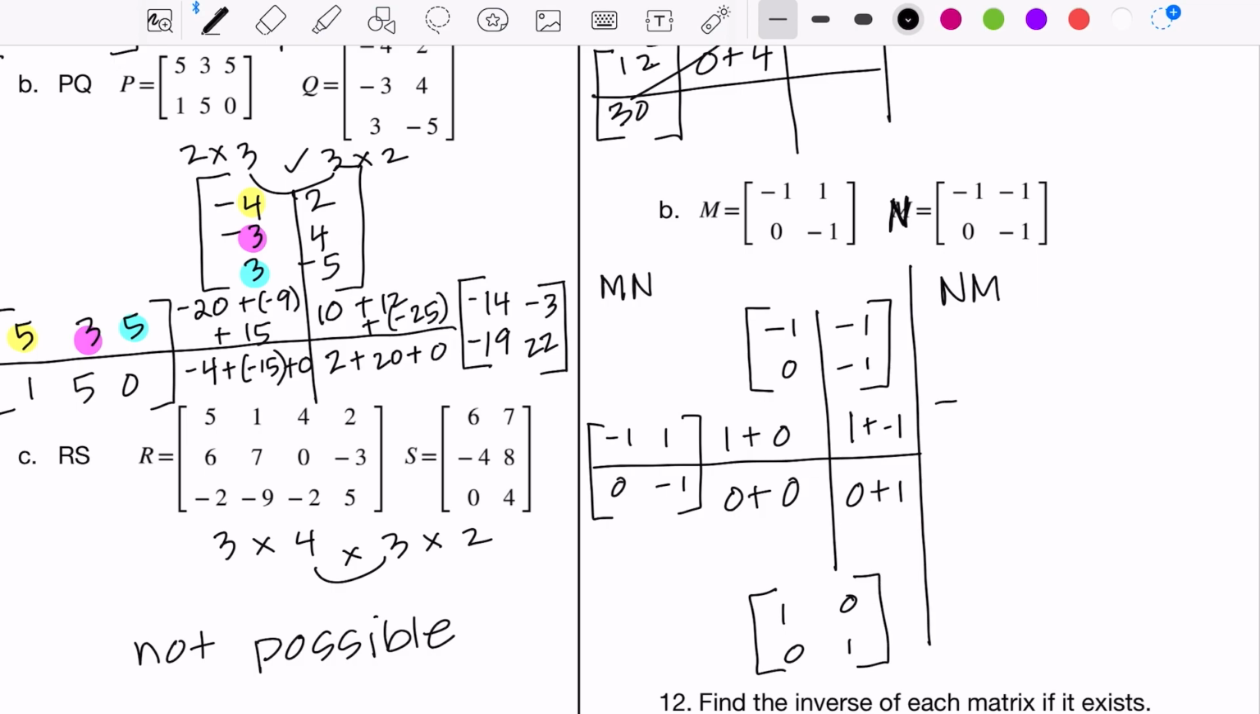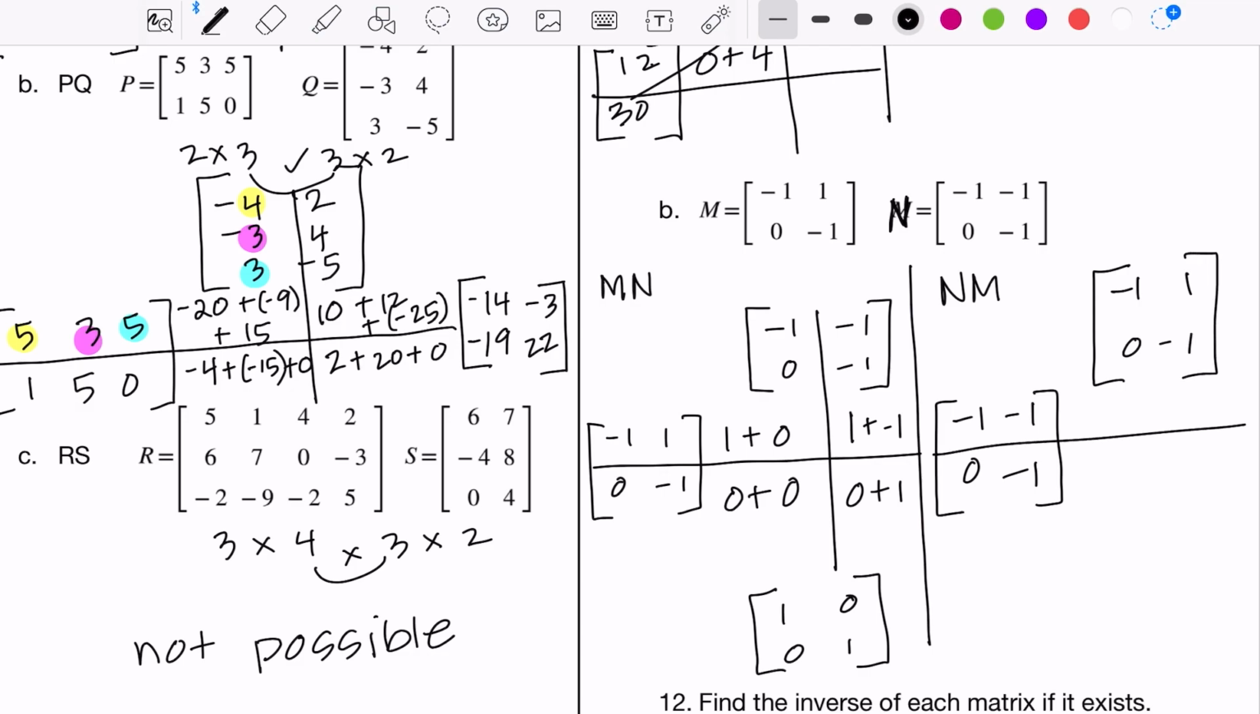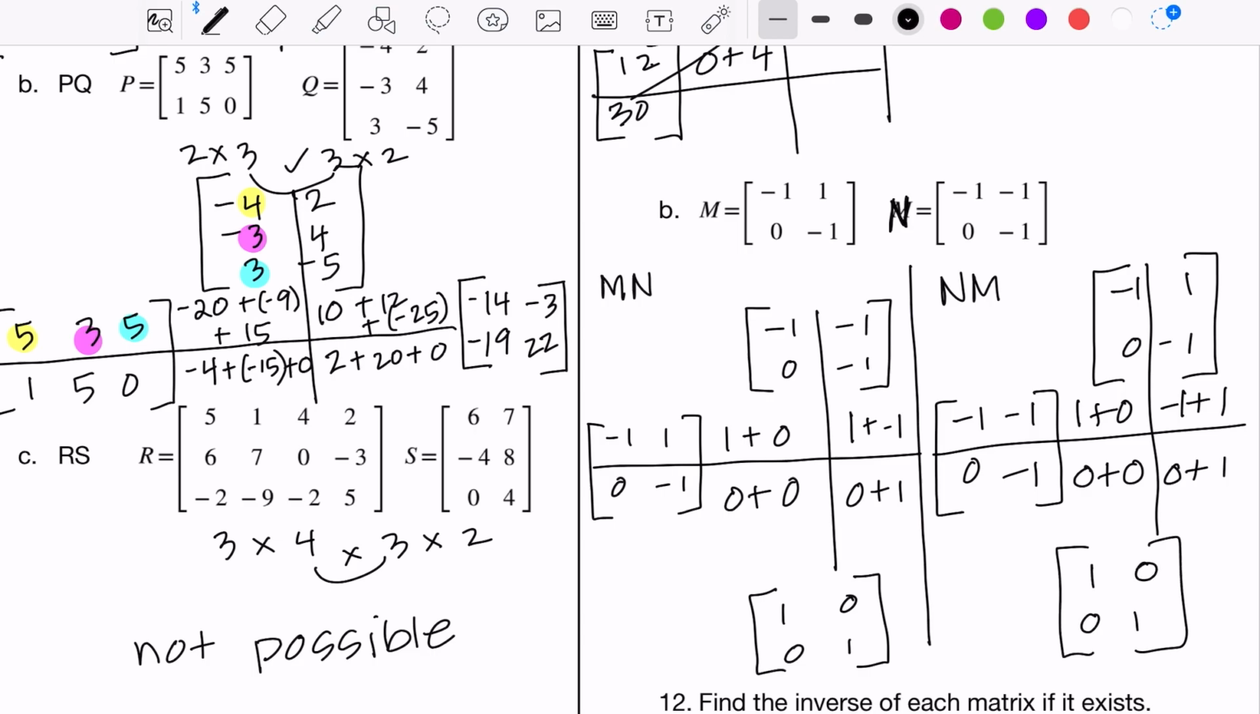And then we're just going to do the opposite direction. Now we're going to do the N one first. And we get 1 plus 0 and negative 1 plus 1. And 0 plus 0, and 0 plus 1. So these are, yes, they're inverses.